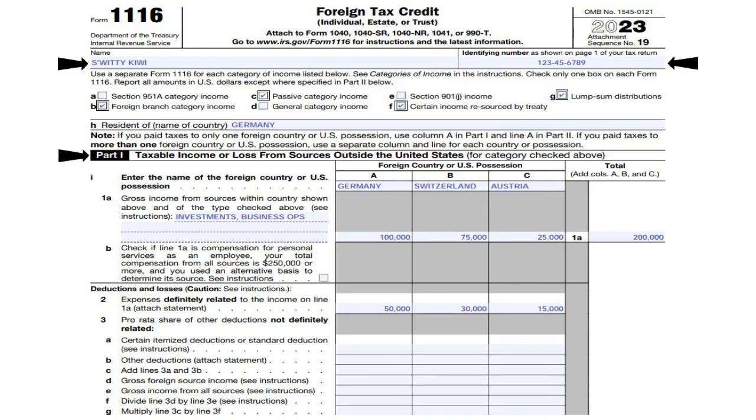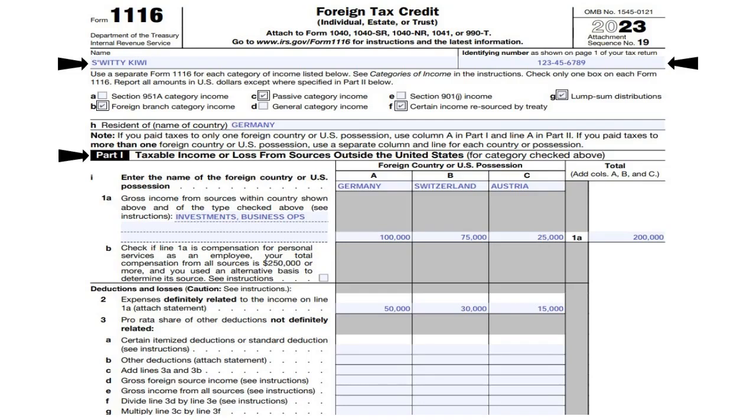Then in Part 1, first of all, in section H, you put the country of residence. Here we chose Germany. Everything here is fictitious, I'm just giving you a hypothetical example. In Part 1, you specify for each country the resources, the investments, and the income that you derive from those geographies. Here we have Germany, Switzerland, and Austria. For our hypothetical example, the total for A, B, and C is $200,000. So this is for line 1A.